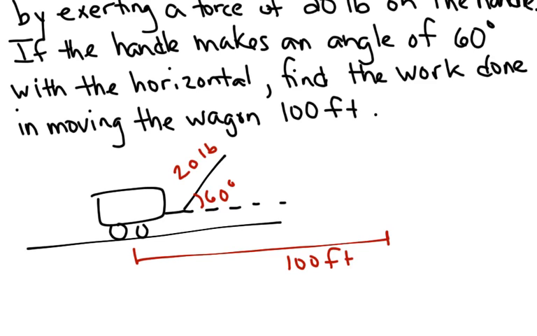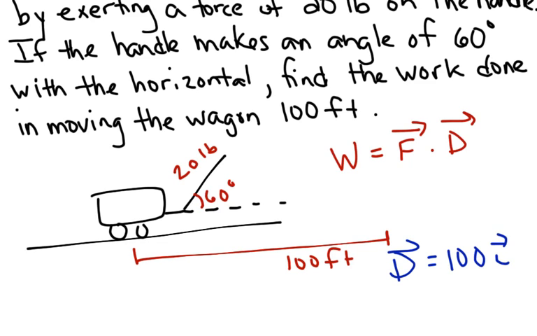So in order to find the work being done, I need to know two things. I need to know the force vector, I need to know the distance vector. The distance vector is the easy one. The distance is only moving horizontally. So we're going to say that the distance vector is 100i. Or you can say that it's 100, 0 as a vector. Either case, I don't care.